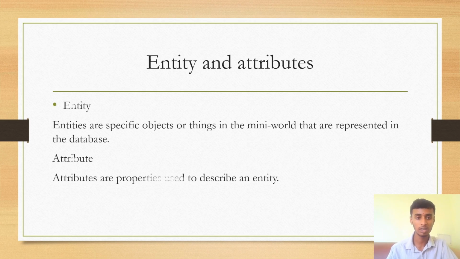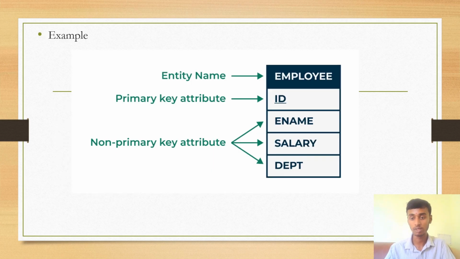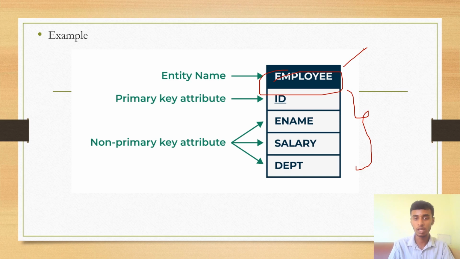First, what is this entity? Entities are the specialized objects or things in the mini world that are represented in the database. What are attributes? Attributes are the properties used to describe an entity. You can see here, this is the entity name and this is the entity, and these are known as the attributes. Among them, this is the primary attribute.